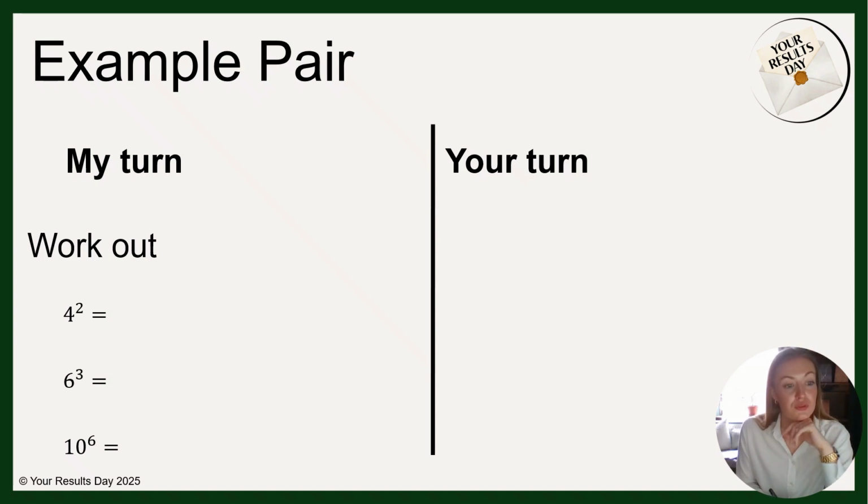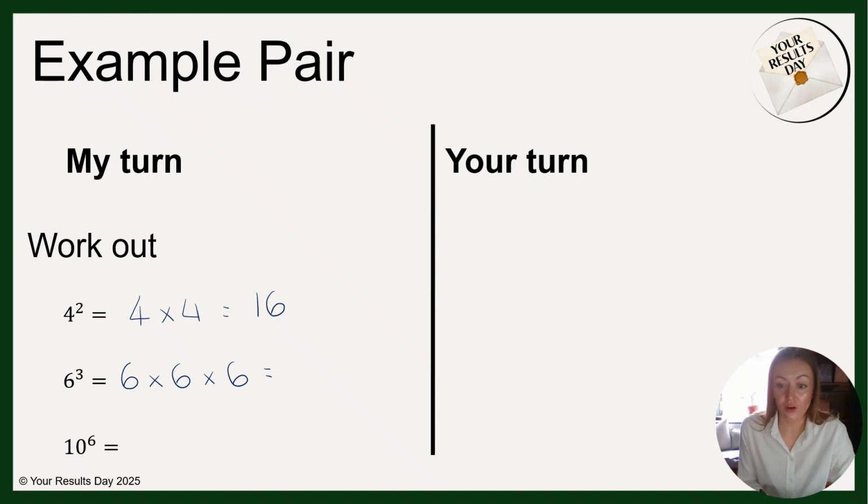So for example, 4 squared tells me I'm multiplying 2 4s together. So that means I need to do 4 times 4, which is 16. The next one is 6 cubed, or 6 to the power of 3. That's telling me I need to multiply 3 6s together. So 6 times 6 times 6.